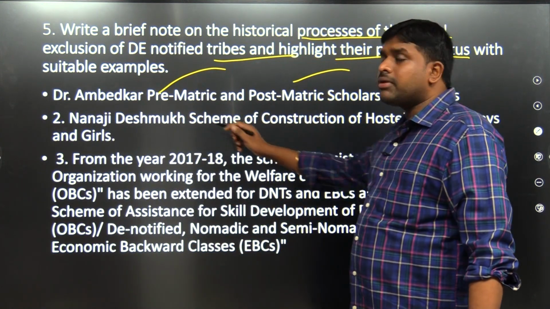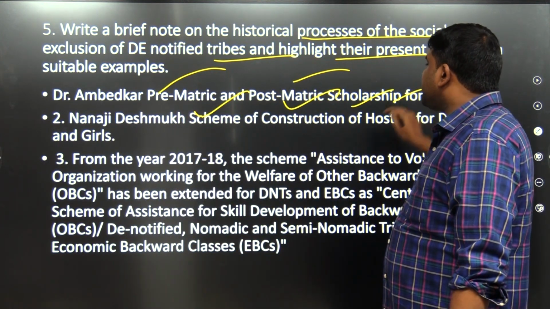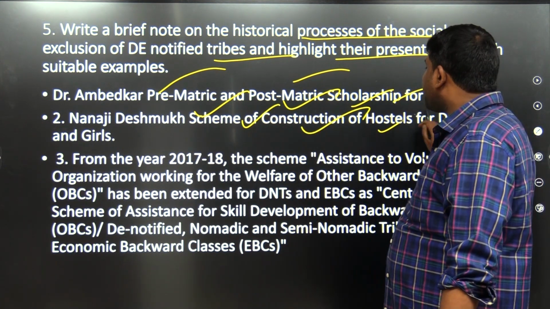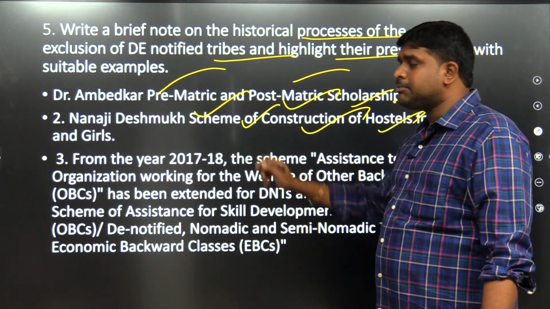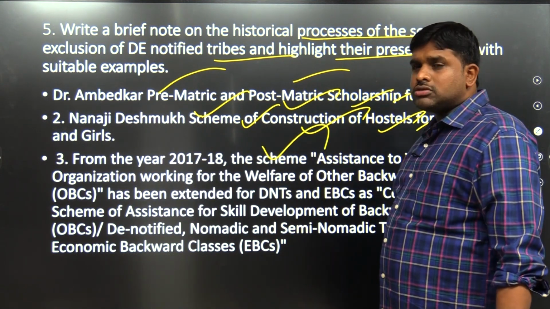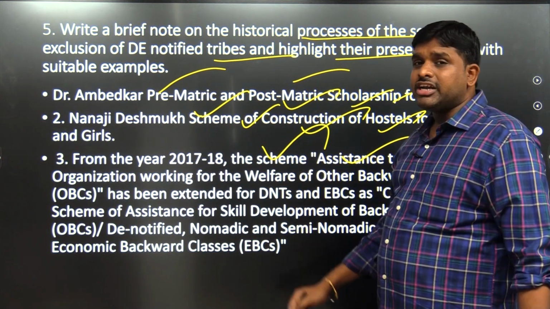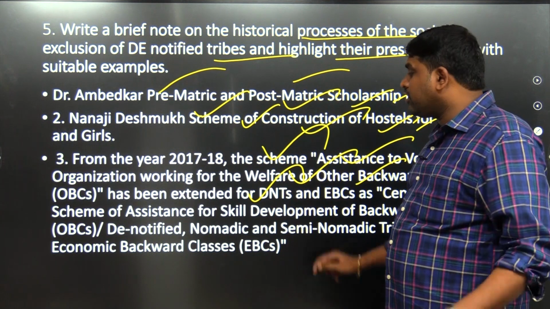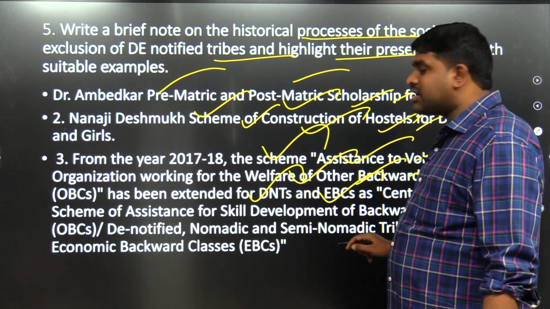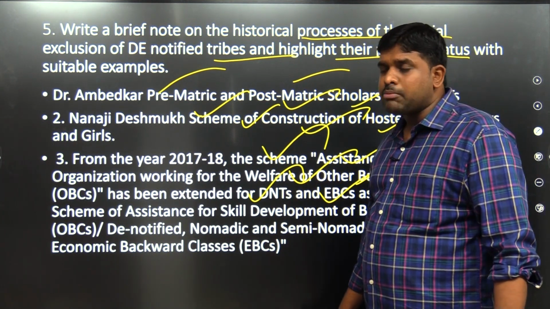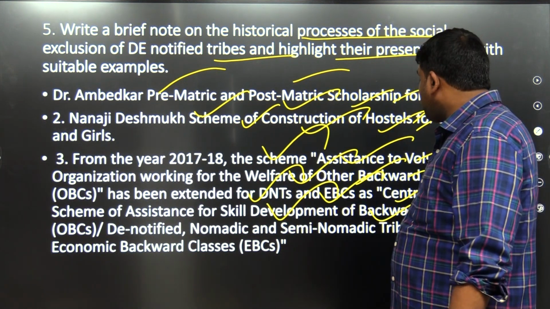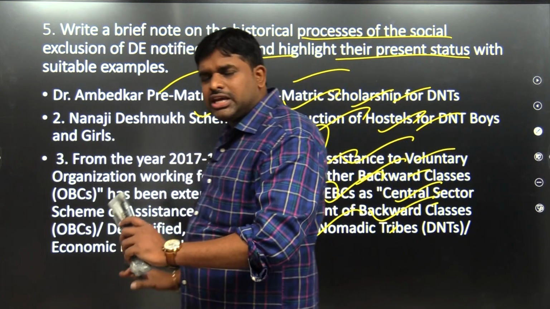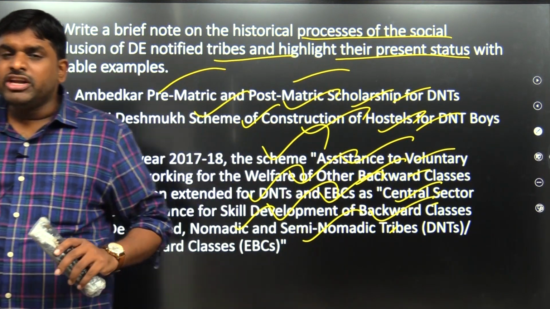And what are the steps taken? Dr. B.R. Ambedkar pre-matric and post-matric scholarships for denotified tribes, and the Nanaji Deshmukh scheme for construction of hostels for denotified tribes, boys and girls. From 2017-18, the scheme of assistance to voluntary organizations working for the welfare of OBCs has been extended to denotified tribes and economically backward classes. There is also a central sector scheme of assistance for skill development of backward classes, denotified, nomadic and semi-nomadic tribes. So these are the new schemes which came for the development of denotified tribes.